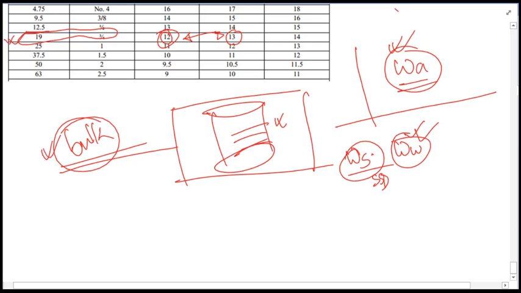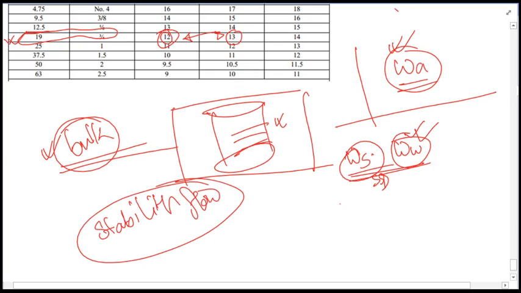After conducting the bulk specific gravity test, or effective specific gravity, which you can calculate from other values, once WA, WS, WW are obtained, you can immediately go for the test of stability and flow. For stability and flow, as we have said, the specimen will be kept like this, and over it two compressors will be used like this. From this we will apply loads and get the stability and flow values.